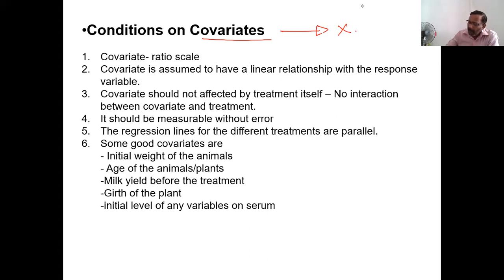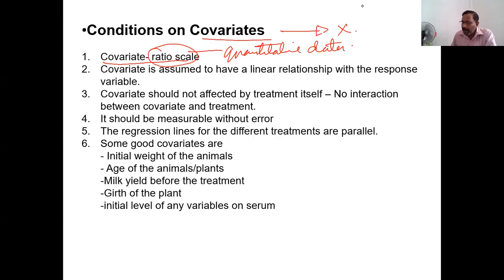Normally the covariate comes on a ratio scale of measurement, but this is not necessary or compulsory. Sometimes it comes as count data also, but it is definitely quantitative data. The covariate is quantitative data.